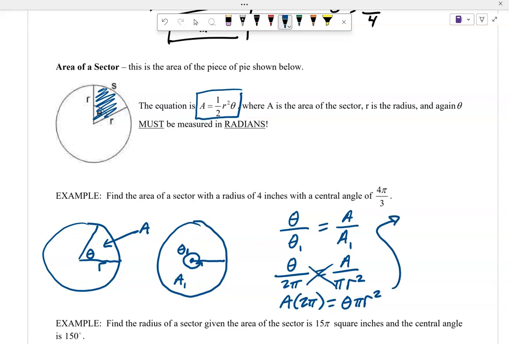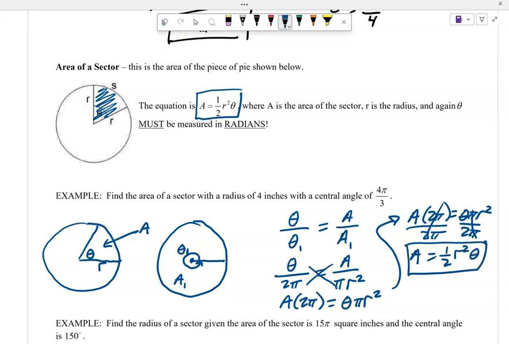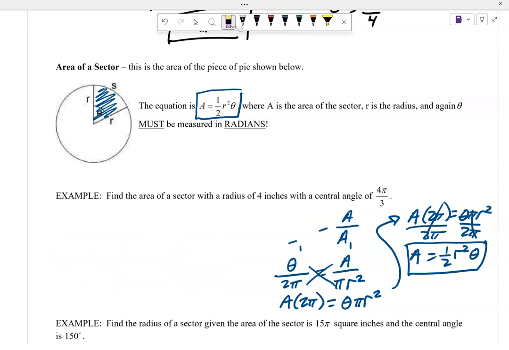So let me bring that up here. And notice if I divide both sides by 2 pi, my pi's cancel, and I have 1/2 theta r squared. Or let me write that as r squared theta. Okay, so that's where that area sector formula comes from. So I just want you to remember area is 1/2 r squared times theta. That's the area of a sector, but that's how it's developed. So it doesn't just appear magically out of nowhere.